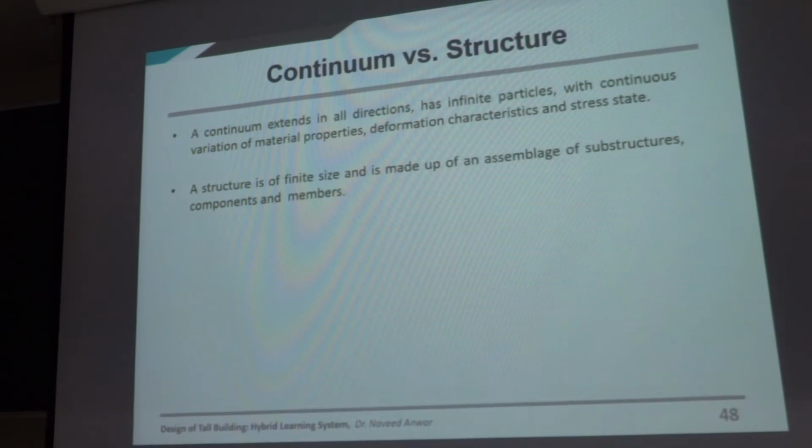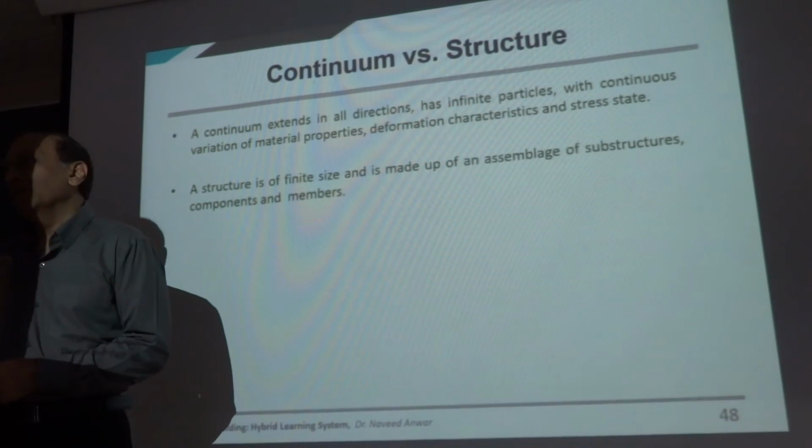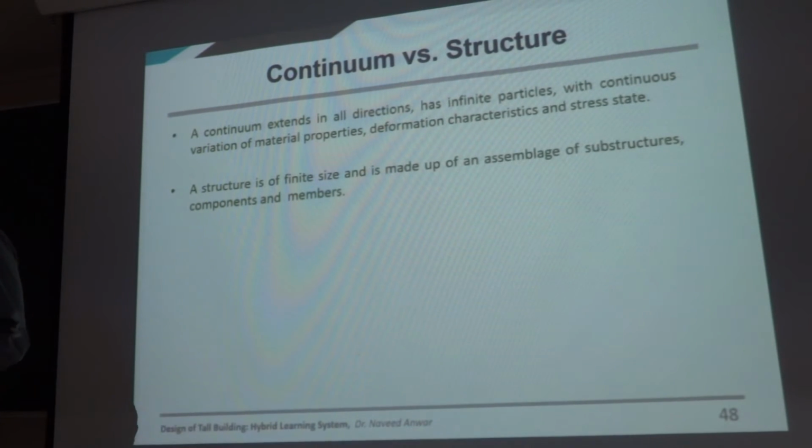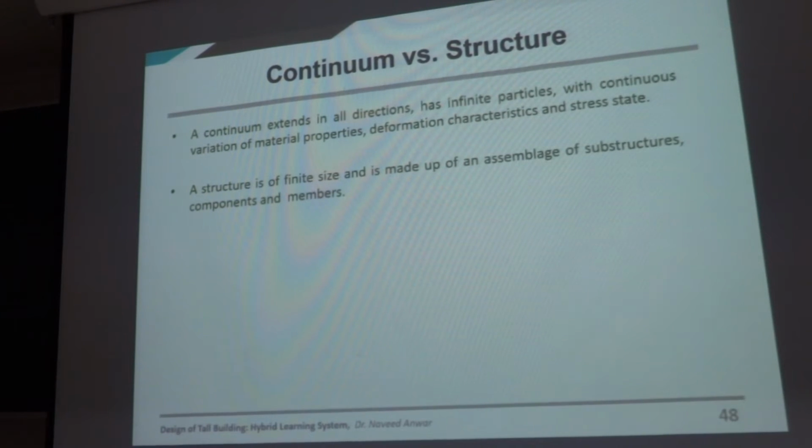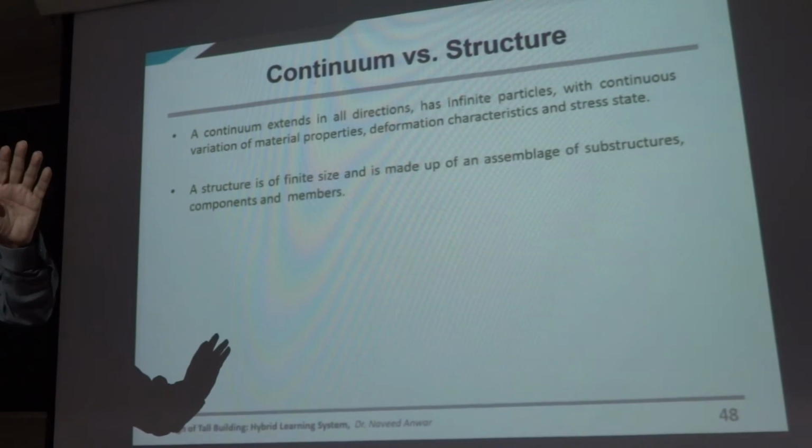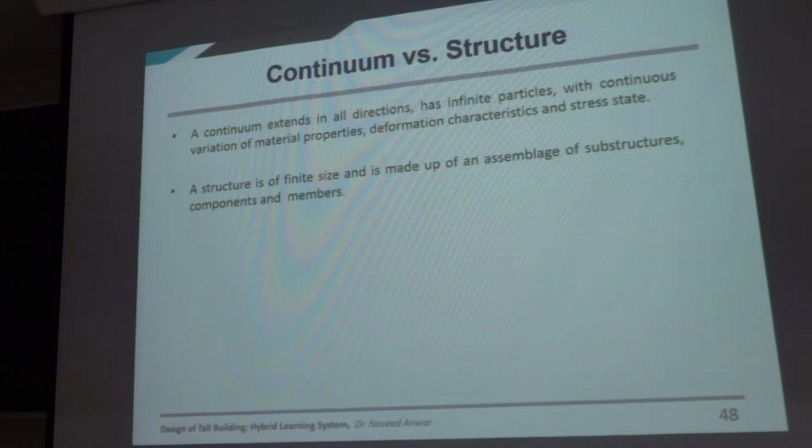Continuum versus structure. Continuum is something that goes in all directions. For example, this building that you're sitting in goes down and sits on foundations. Foundations sit on soil. Soil continues everywhere, right? Where do you stop modeling the building? Some people stop modeling at the top of the foundation. Some people stop modeling at the ground level. Some people go to the footing, they also model the footing and then stop. They cannot see the soil. And some people model the soil also.